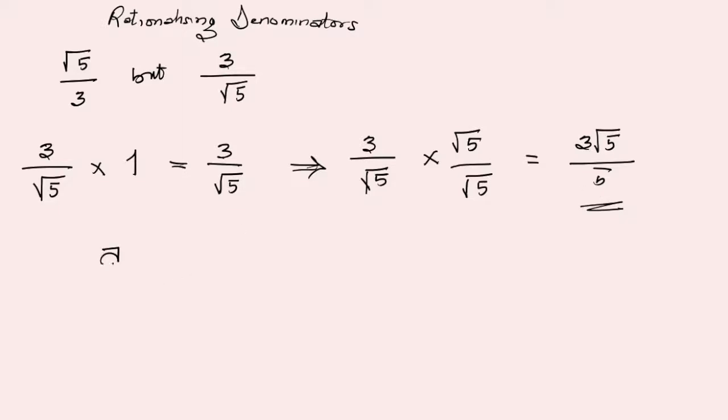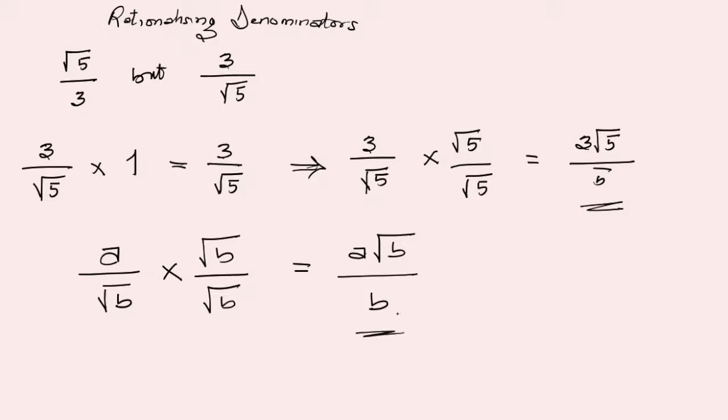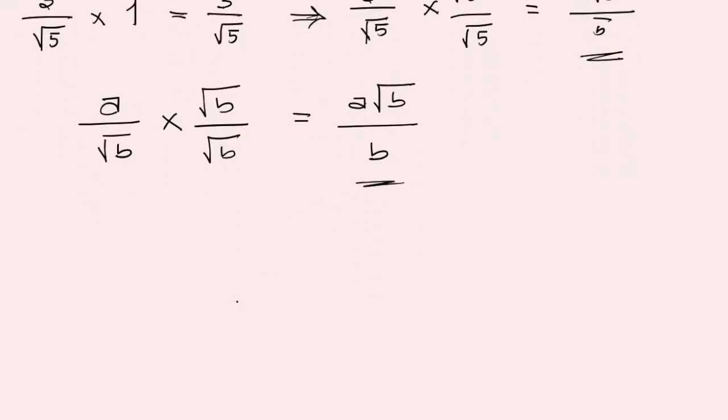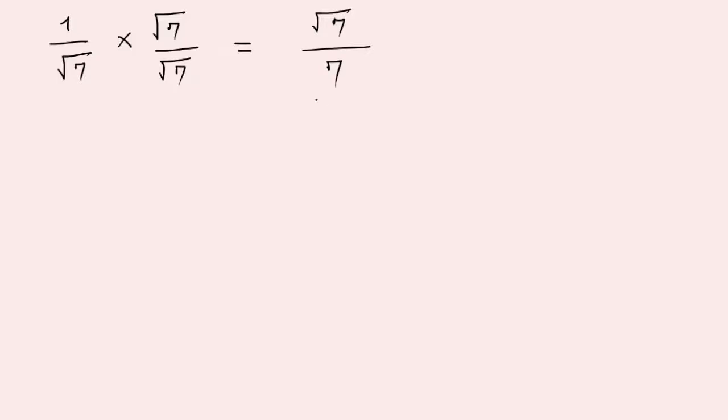So if you have an expression a over root b, all we have to do is multiply the numerator and the denominator by the denominator here, and we'll have our expression in the form a root b over b. Let's solve some examples so that we are sure. If we are requested to rationalize the fraction 1 over root 7, don't forget, all we have to do is multiply by root 7 for both numerator and denominator, and here we'll have root 7 over 7, and that's our final answer.